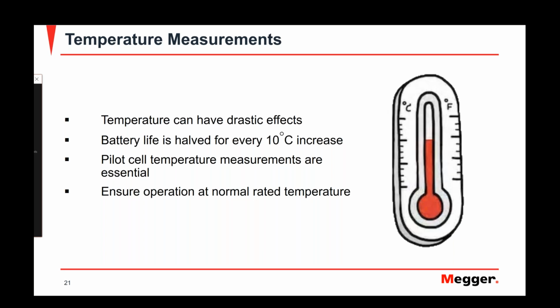IEEE also recommends taking temperature measurements for at least 10% of the battery string. The cells you choose to do this for are going to be identified as pilot cells, and you need to label these cells so that you know which ones you took these measurements from. That way, you take your temperature measurements from the same cells every time you do a maintenance interval. The drastic effect that temperature can have on your batteries makes it really critical that we ensure our batteries are operating at recommended temperatures.